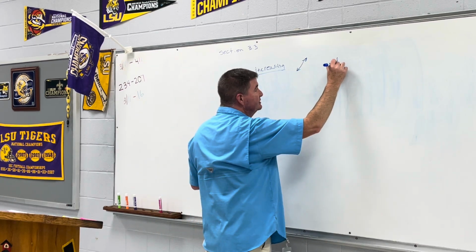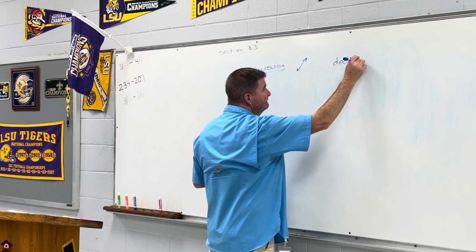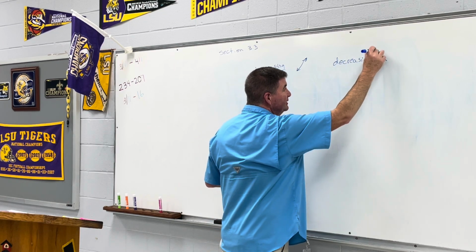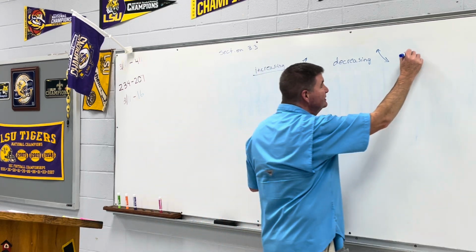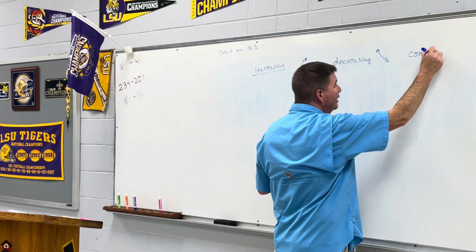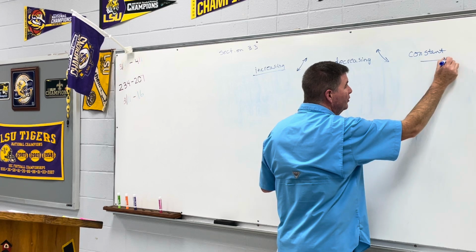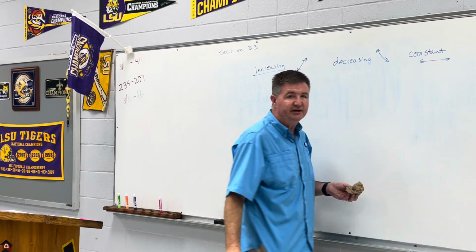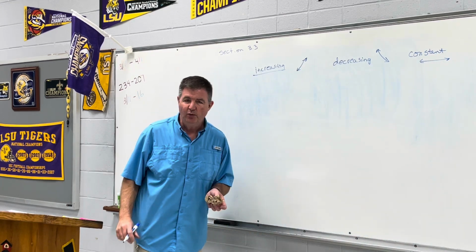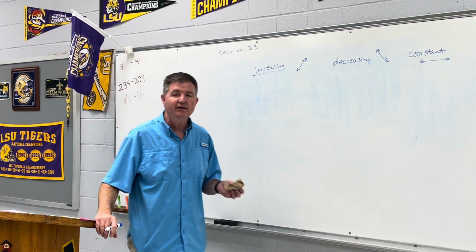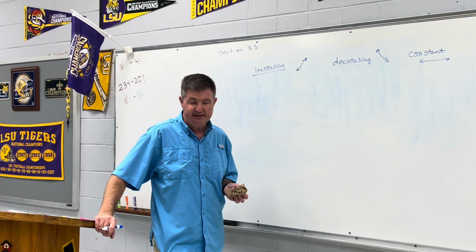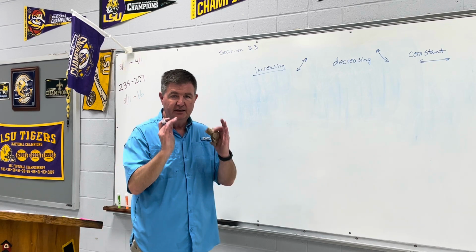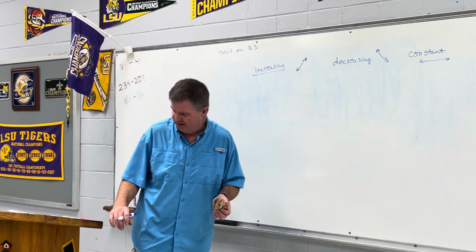If it's decreasing, then it's moving downhill, or a negative slope. And if it's constant, then it is a horizontal line moving side to side. Now what we're going to look at is the intervals where the graph is either increasing, decreasing, or constant. Intervals meaning in the sets of numbers.